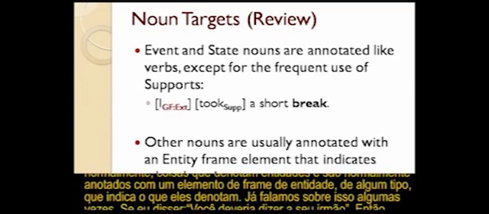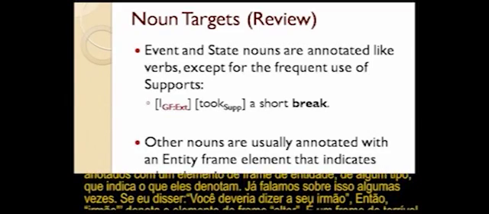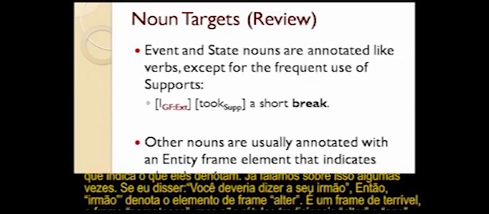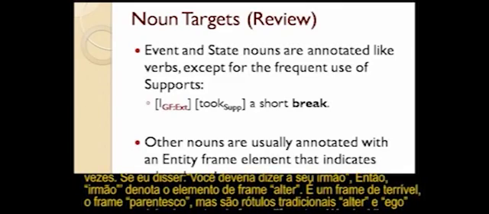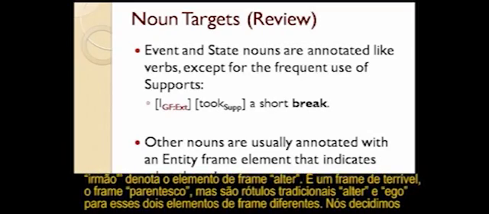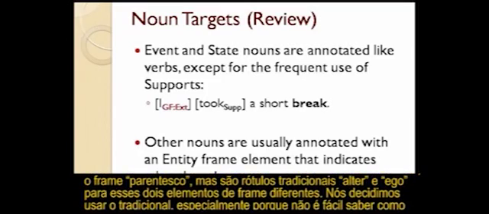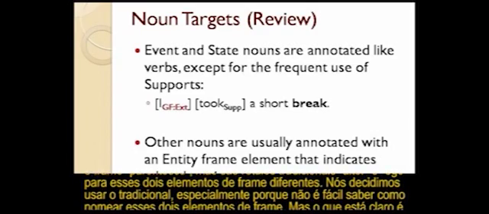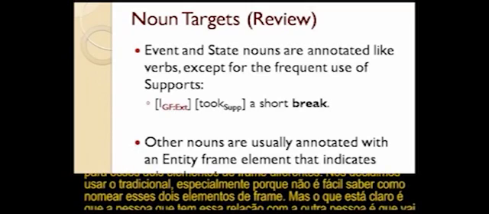Normally, they're annotated with an entity frame element of some kind that indicates what they denote. So we talked about this a couple times. If I say, you should tell your brother, then brother denotes the frame element alter. It's a terrible frame, the kinship frame, but these are traditional terms, alter and ego, for the two different frame elements. And so we decided to go with tradition, especially because it's not easy to know what you should name those two frame elements.